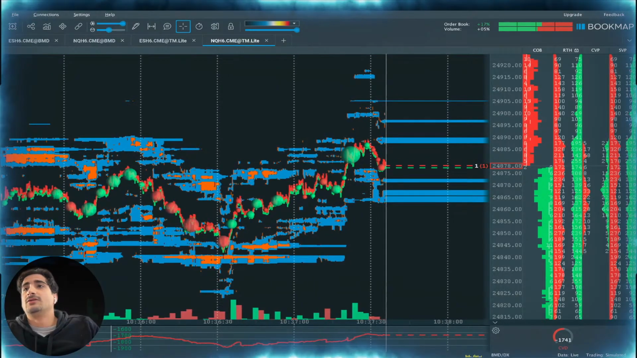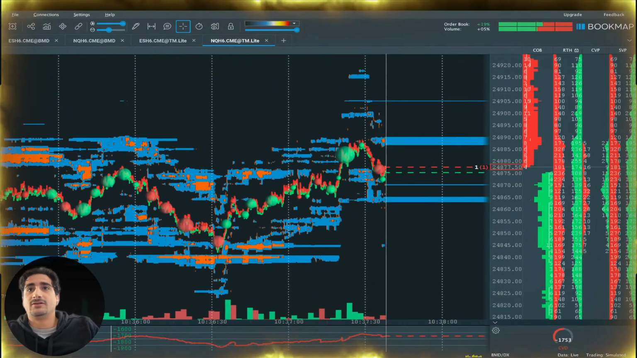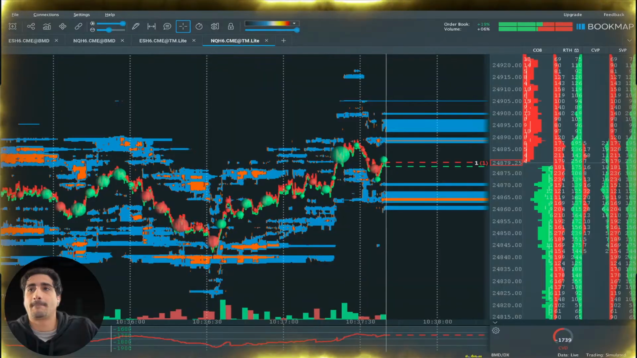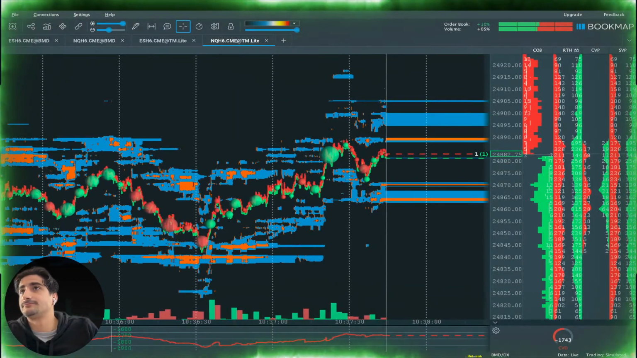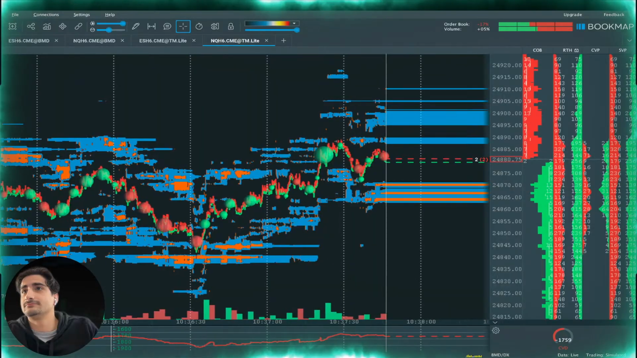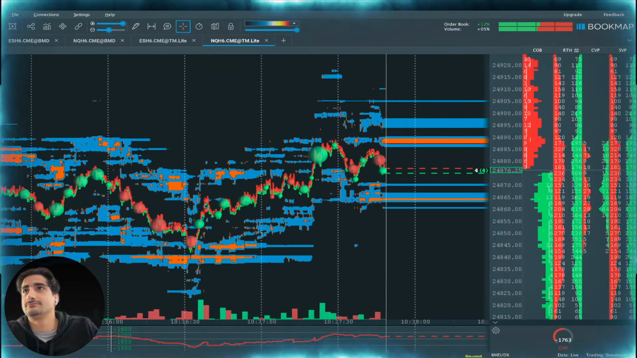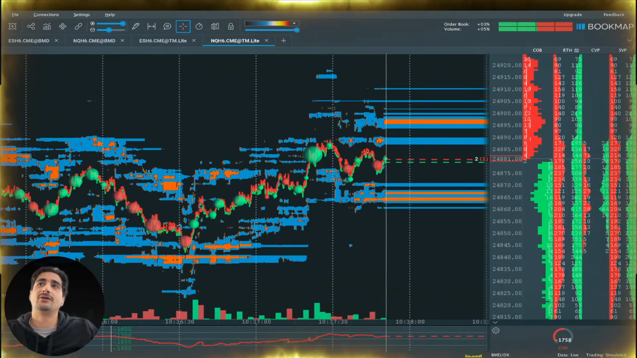So that trade wouldn't have played out, but I front ran it. It's a tight range, right on VWAP and point of control.